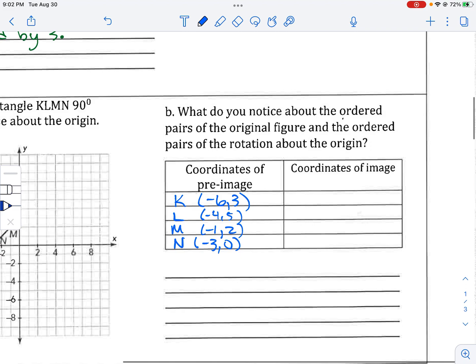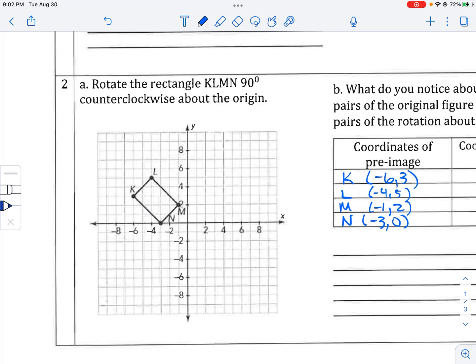Okay? So it said, oh, sorry about that. I didn't see part A. So we're going to rotate the rectangle 90 degrees counterclockwise. So that means we're going to go this direction. So when we do that, we switch around the X and the Y values. So if I look over here at K, I switch around the X and the Y. So 3 and 6 are going to change. So 3 and 6. So that gets me K prime. And that is the point -3, -6.